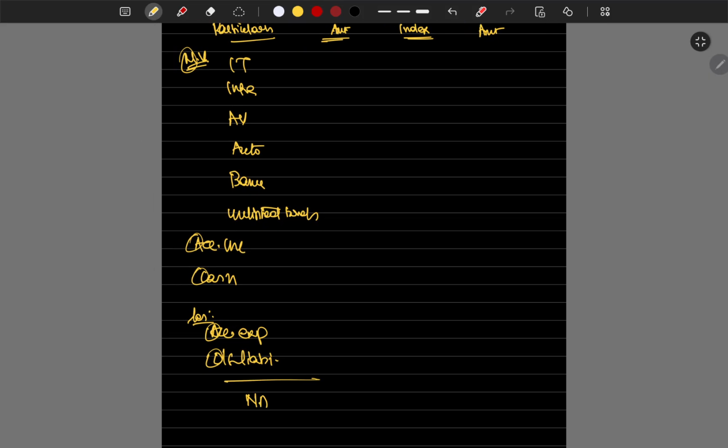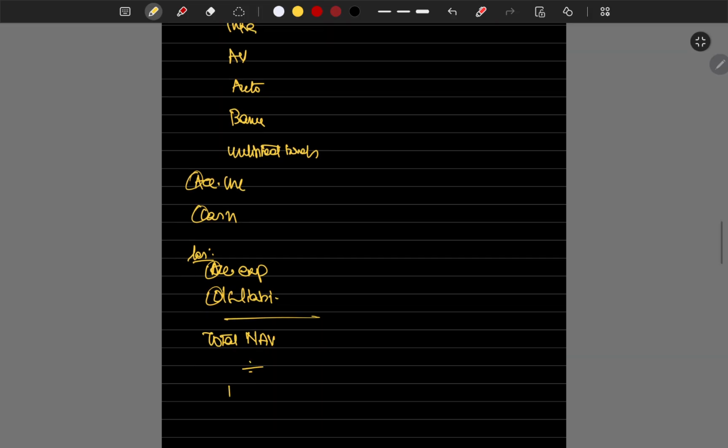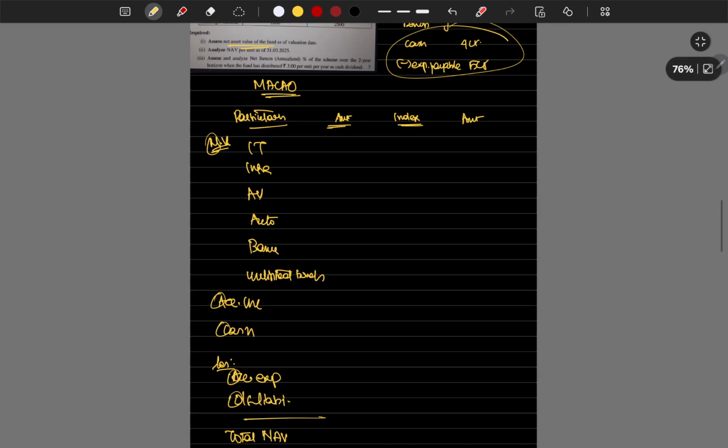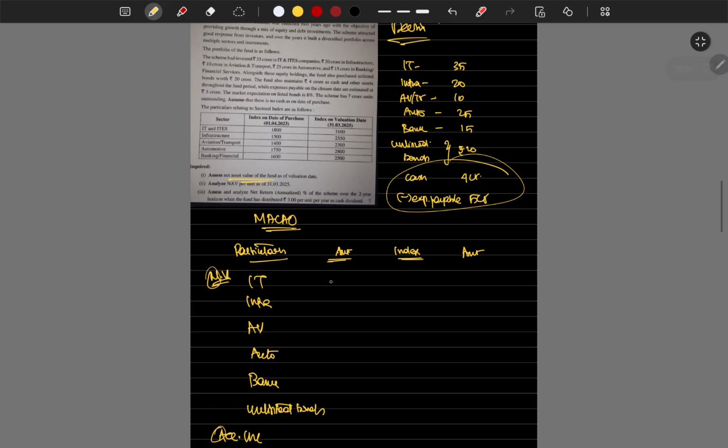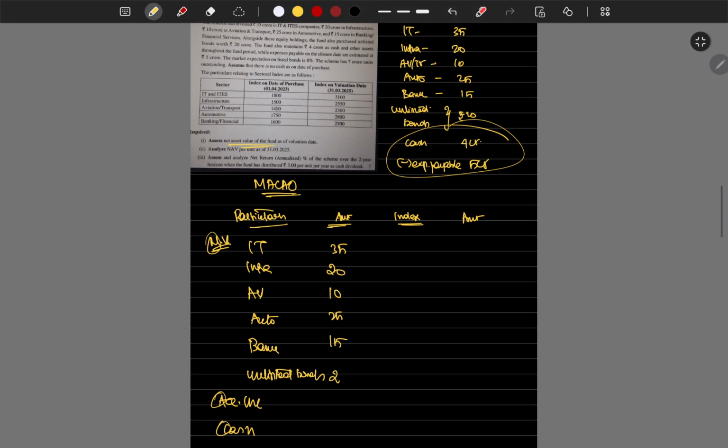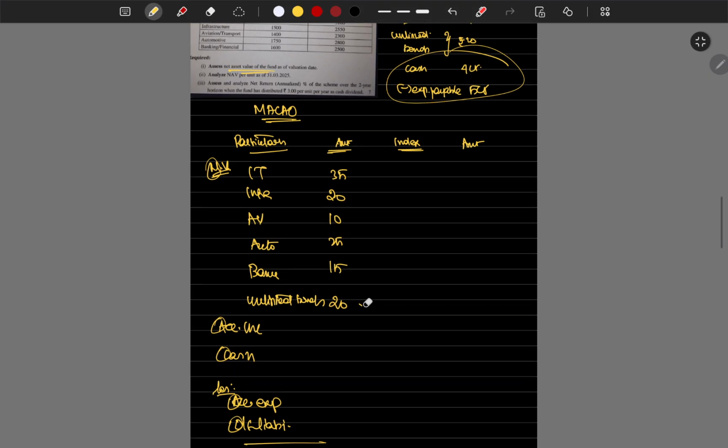Now we have to get the NAV: total NAV divided by number of unit holders, we'll get the NAV per unit. Now, 35 crores, 20 crores, 10 crores, 25 crores, 15 crores, 20 crores. Okay, these are the opening values.